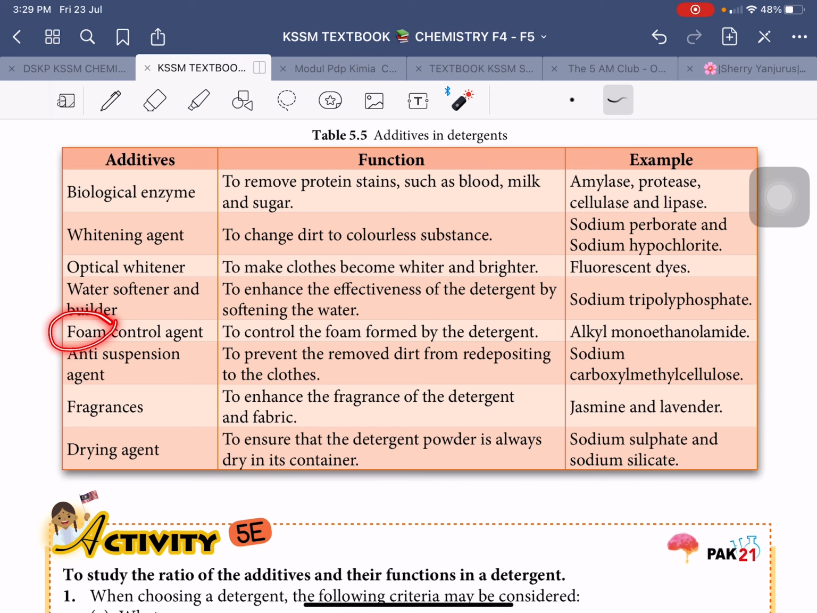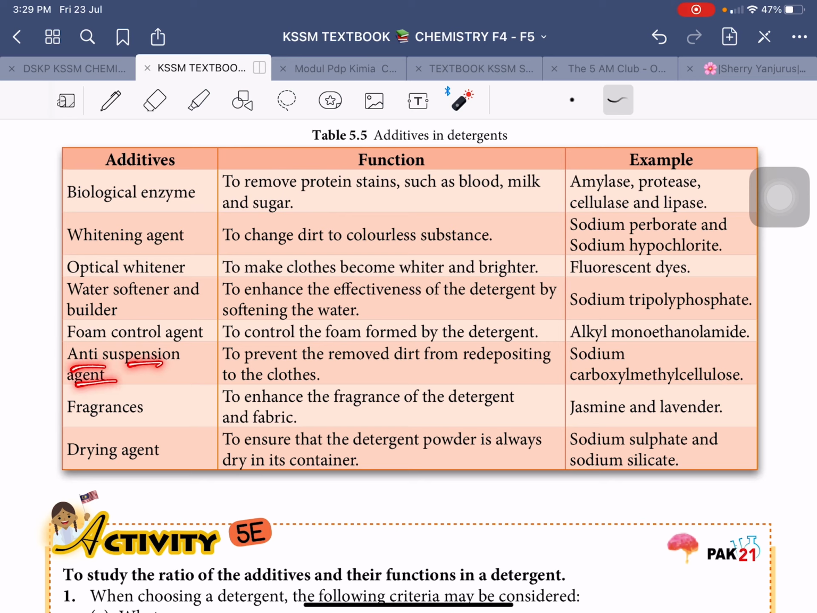Okay, next, foam control agent. To control the foam formed by the detergent. Tidak mau terlampau banyak jugalah kan foam. Why tidak mau terlampau banyak? Supaya tidak membazir. You will not need a lot of water to wash it. Alkyl monoethanolamide. Okay, so that's the name of the foam control agent.